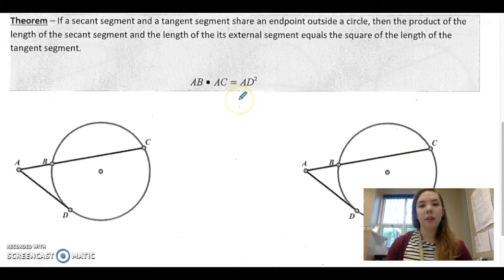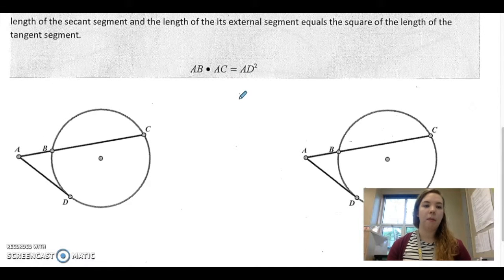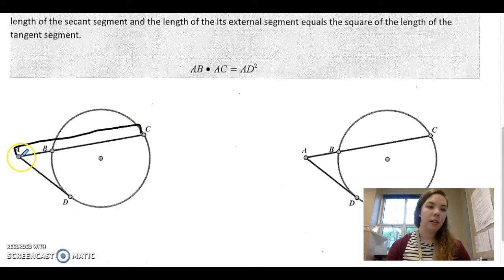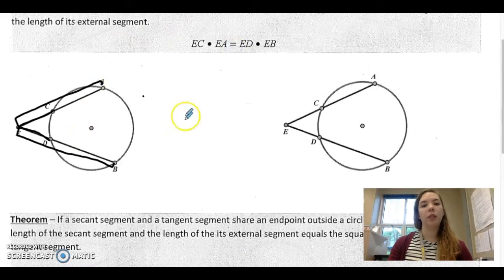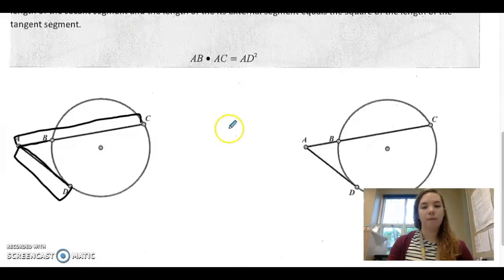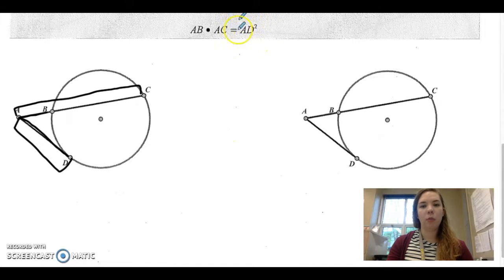This is another theorem, but it's really the same thing when you think about it, because we're talking about the whole length times the piece on the outside. That's your AB times AC. And then the whole length times the piece on the outside is just AD times AD, or AD squared. So really these theorems are the same thing. They just wrote this side as AD squared.